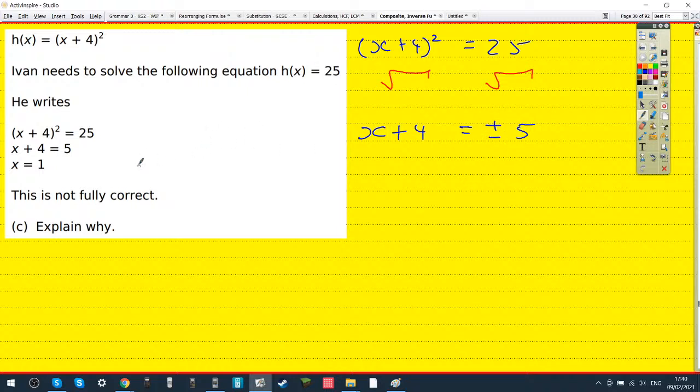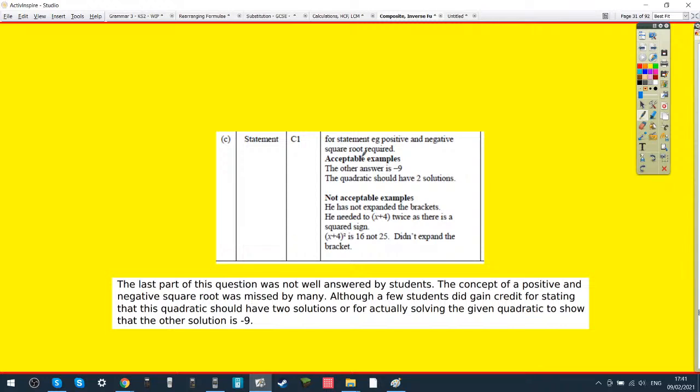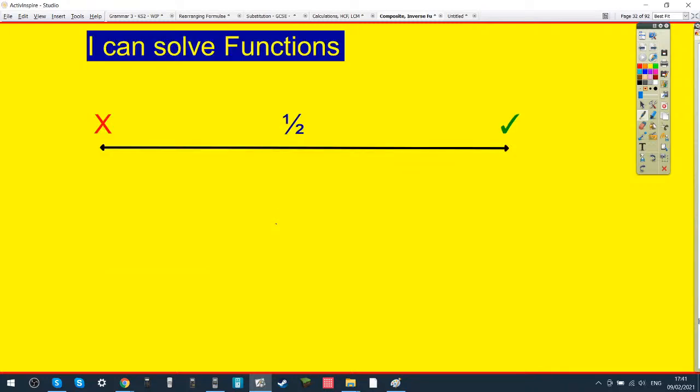And so why is it not fully correct? Because he didn't put plus or minus 5. Yeah. It's missing minus 5. Should be plus or minus 5. The other answer is minus 9. That was because they fully solved it. Okay.